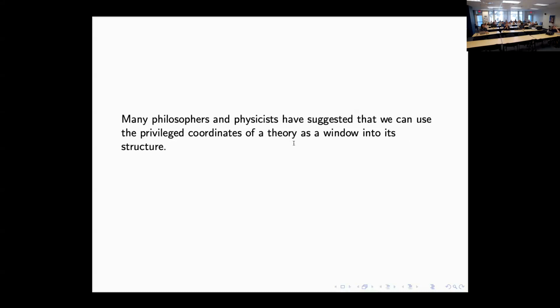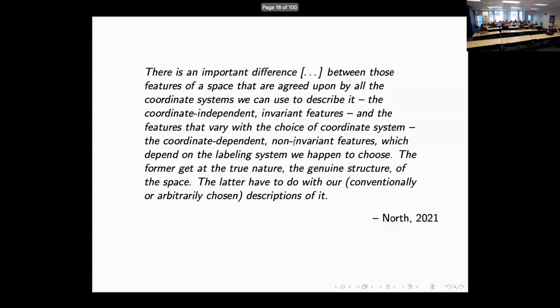Okay, so many philosophers and physicists have suggested that we can use the privileged coordinates of a theory as a window into its structure. North, for example, writes the following. I could quote other people, but I've read her book recently. She says, there's an important difference between those features of a space that are agreed upon by all of the coordinate systems we can use to describe it, privileged coordinates, and the features that vary with choice of coordinate system. The former get at the true nature, the genuine structure of the space.